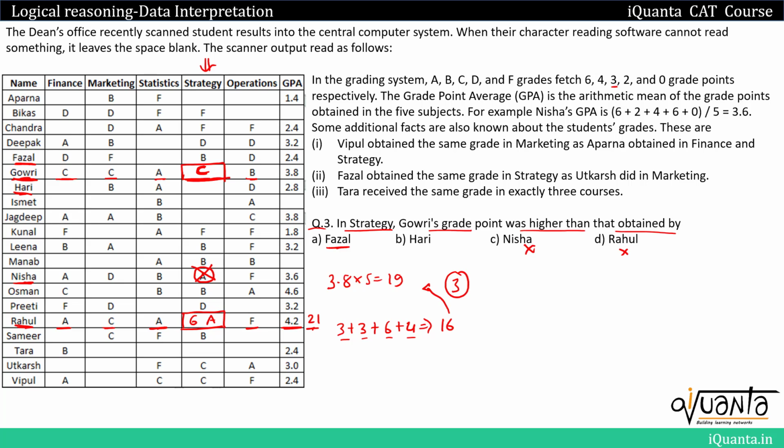Then we have to look for Fazal. So Fazal's grade in strategy is B, which is higher than C. So even Fazal will be gone. We have only one option left, which is Hari. So it will be Hari only.